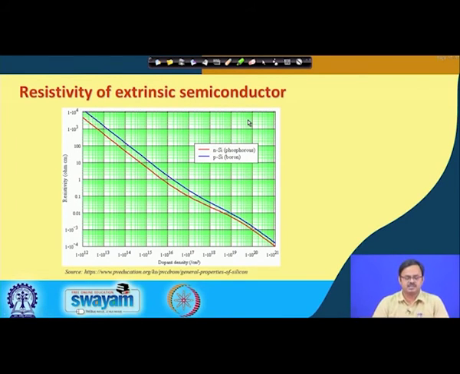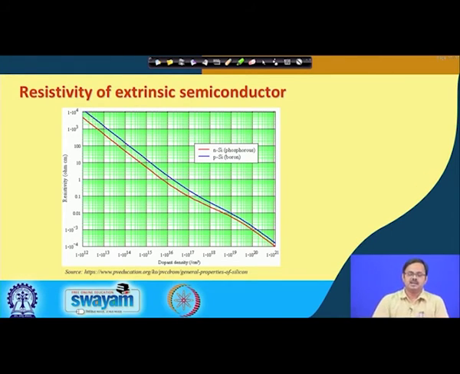So, this is a plot that I have from a certain source, which is mentioned over here. On the x axis is the dopant density, the number of atoms per cc or per unit volume, and on the y axis we have the resistivity in ohm centimeters. It is silicon again. The red line is n-type doped silicon where the dopant is phosphorus, and the blue line is p-type doped silicon where the dopant is boron.